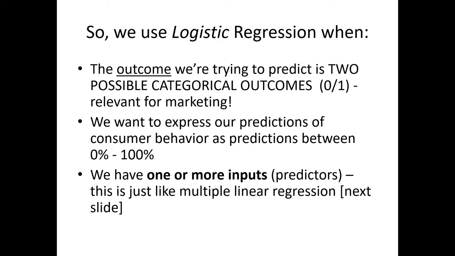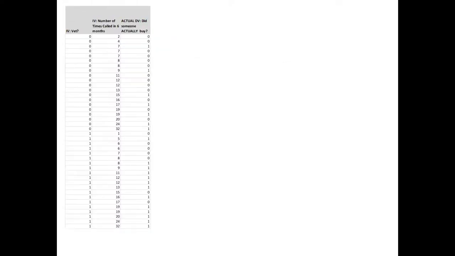Now, in the previous example, we only had one single input, the number of cold calls. But logistic regression is more than happy to deal with one or more inputs. Let's see the next slide for that example. In this scenario, the data that we're dealing with is very similar. We still have the number of cold calls that were made. We have a dichotomous or binary outcome of 0-1, whether someone actually purchased.